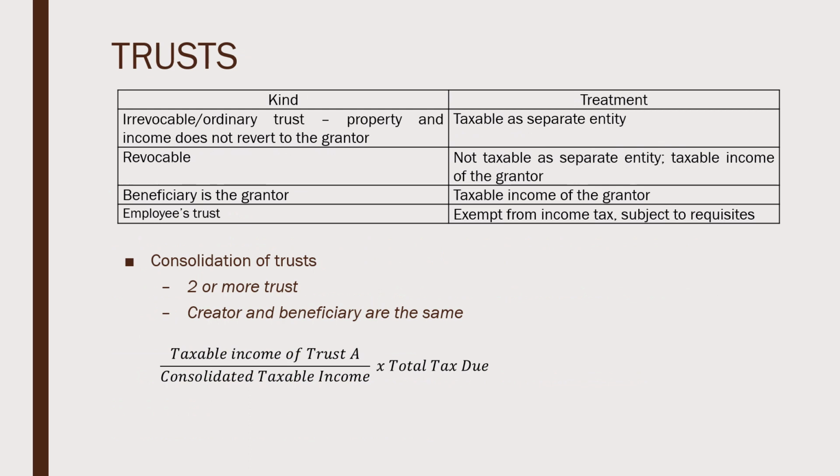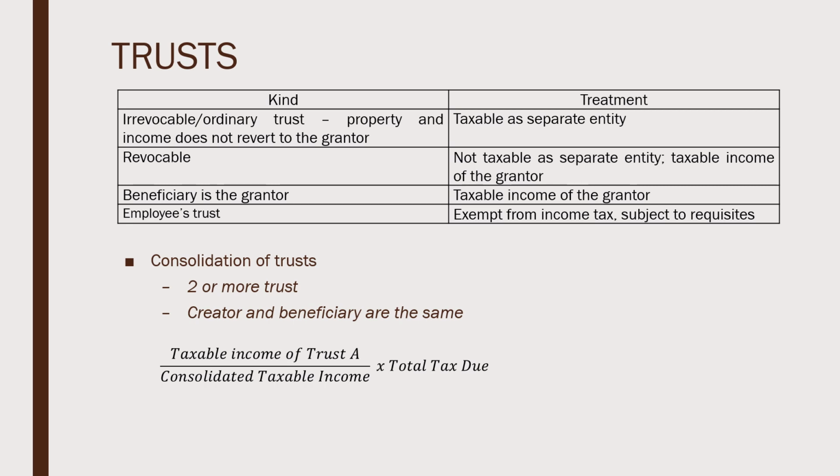Let's discuss trusts. A trust is a right of property held by one party, called the trustee or fiduciary, for the benefit of another, called the beneficiary. And the one who establishes the trust is called the trustor or grantor.